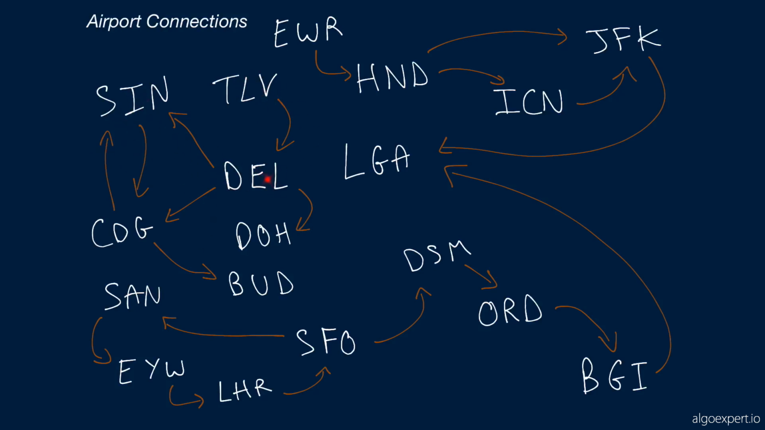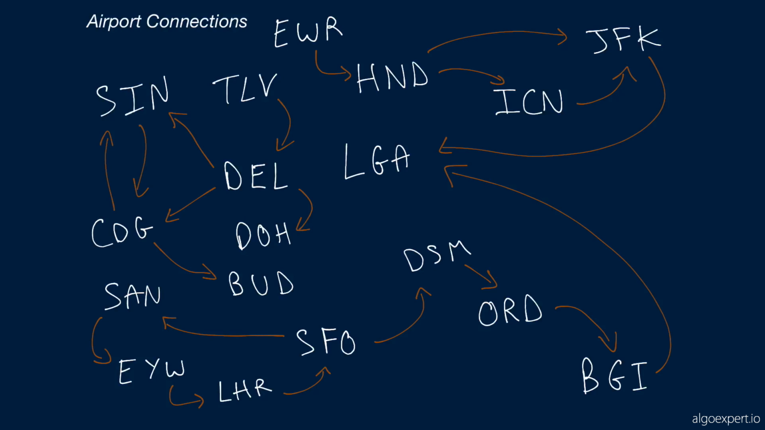Like, TLV connects to Dell. It only has one direct connection, whereas Dell has three direct connections, right? One to SYN, one to CDG, and one to DOE. But TLV connects to Dell, which then connects to the others. So even though Dell has three direct connections, TLV is still better than Dell, right?